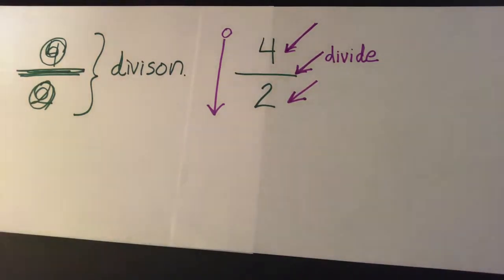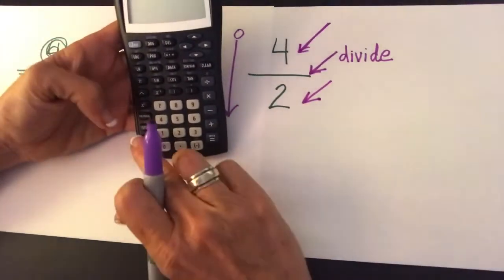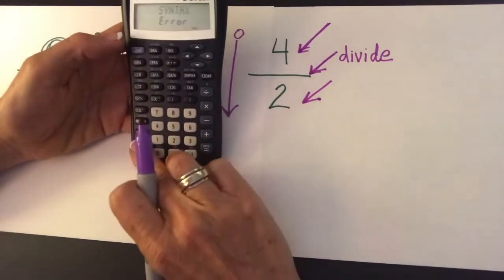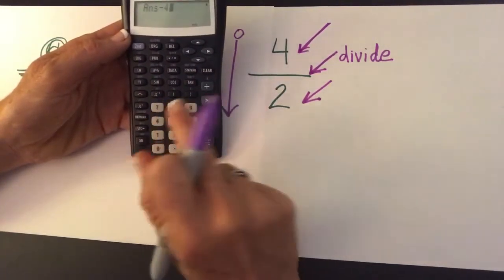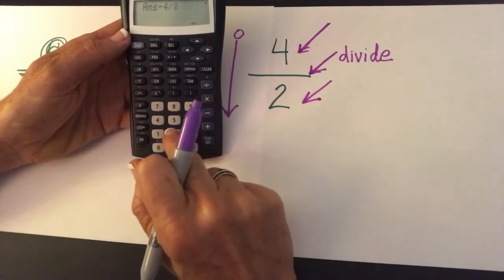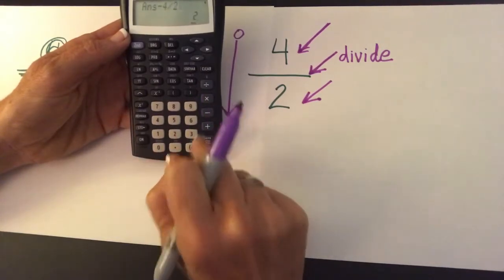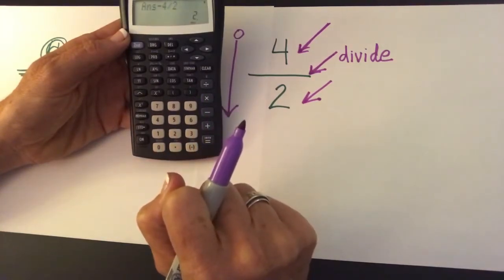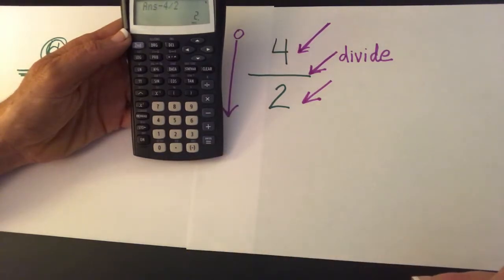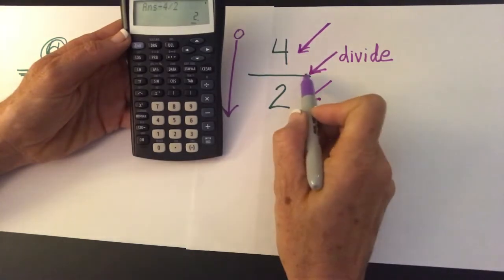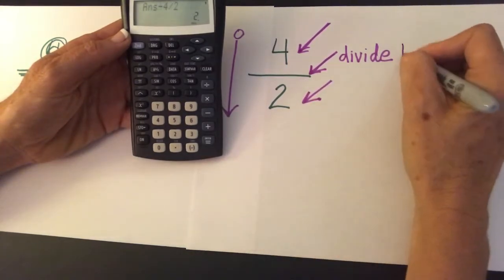If I grab my calculator, I punch it into the calculator in that same order. So I have the 4, and then I do the divide, and then the 2, and I get my answer, which is 2. How to read fractions. Top to bottom, and we interpret this sign as divide by.